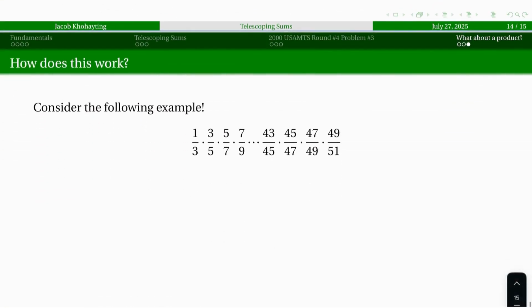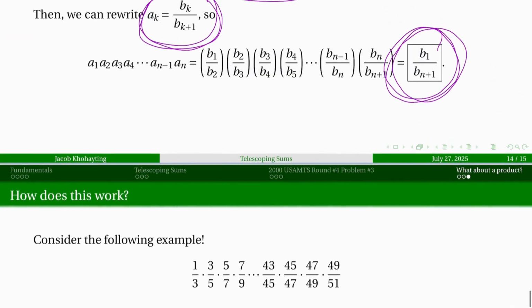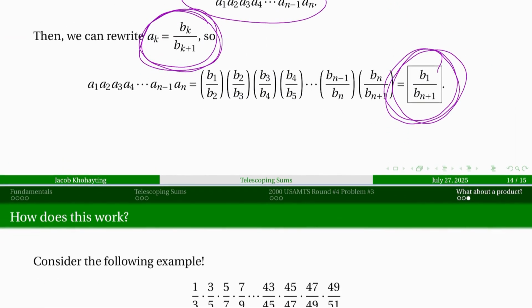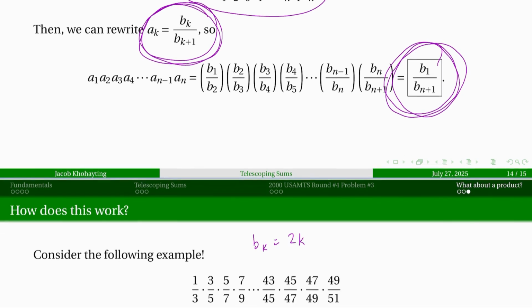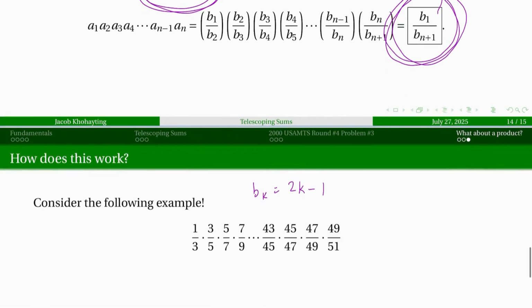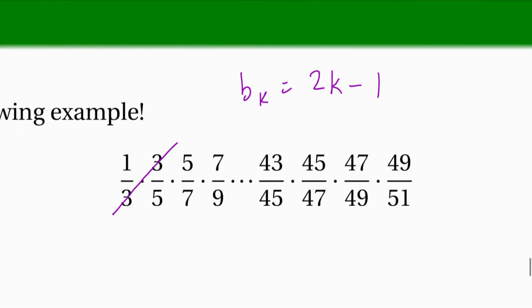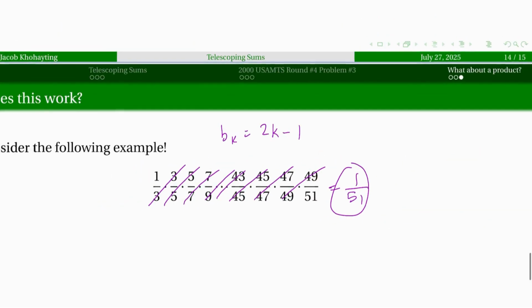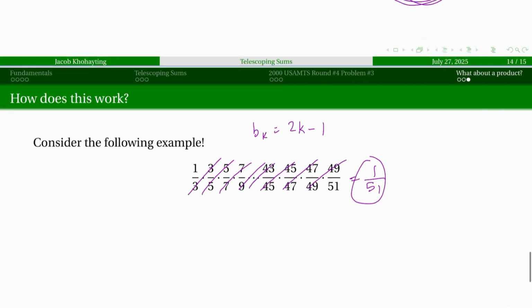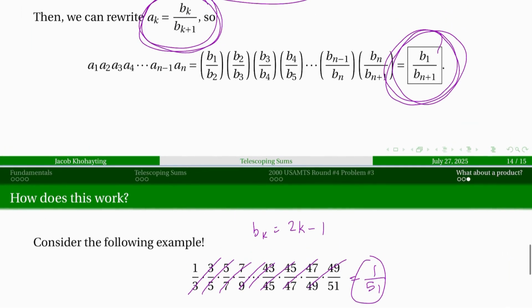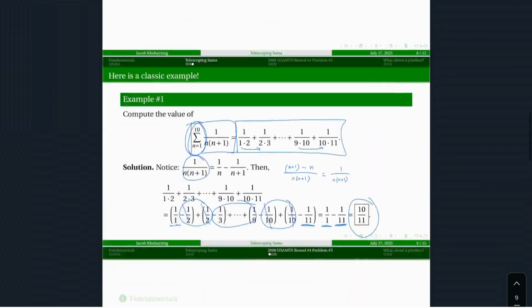If we wanted to apply this to this problem, notice that b_k is like the odd numbers, right? b_k would equal 2k minus 1. And then we can cancel these all out, and we get 1 over 51. So it's a very useful tip of these telescoping sums, that everything cancels out and works out very nicely. These are very cool in math.